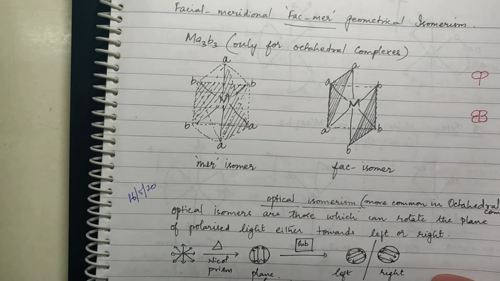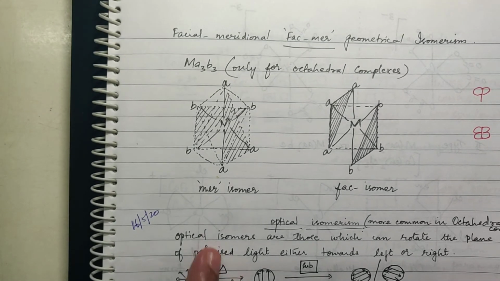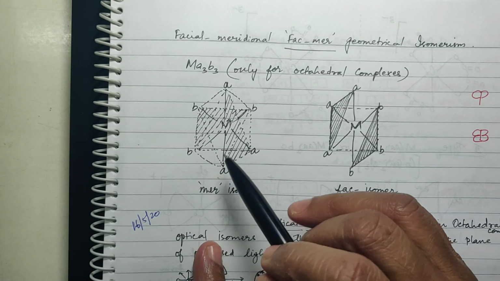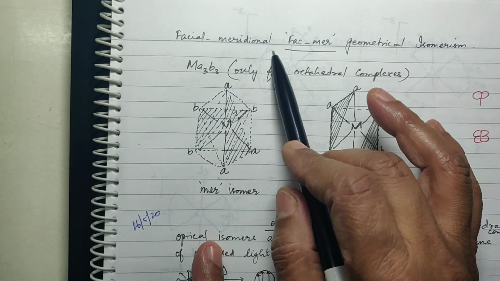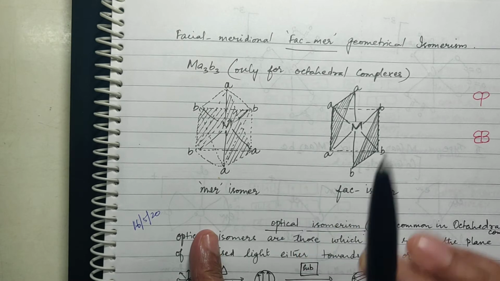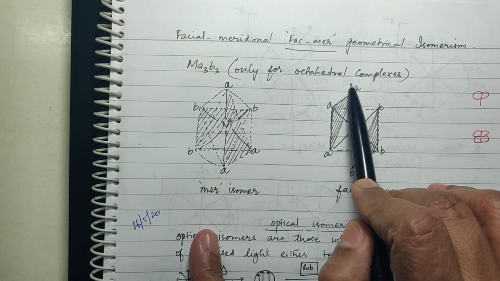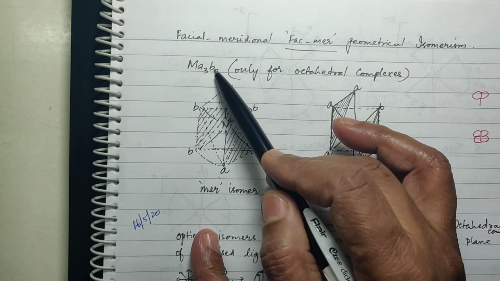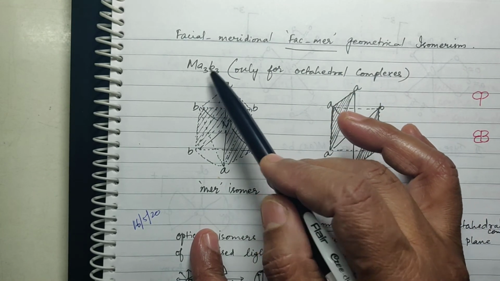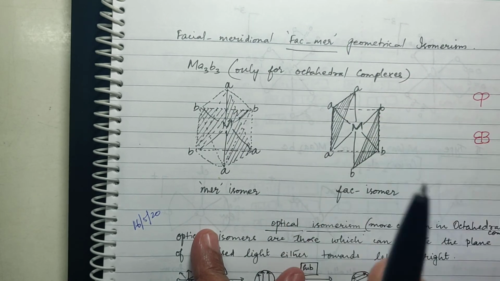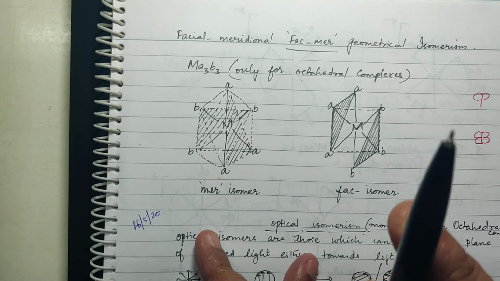Now come to the next type of isomerism. We saw cis-trans. Now we are going to see FAC-MER, facial-meridional geometrical isomerism. Now this is only for octahedral complexes of the type Ma3b3. Only 2 types of ligands should be there and they should be equal in number, and it is only for octahedral complexes. That is, coordination number should be 6.